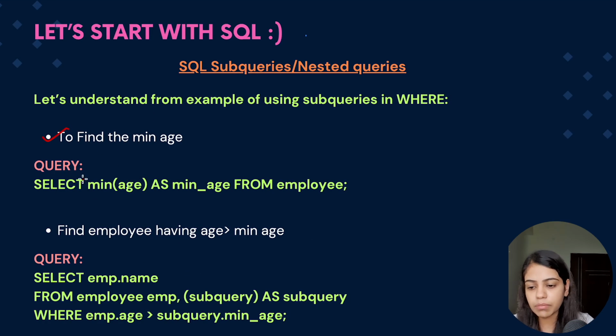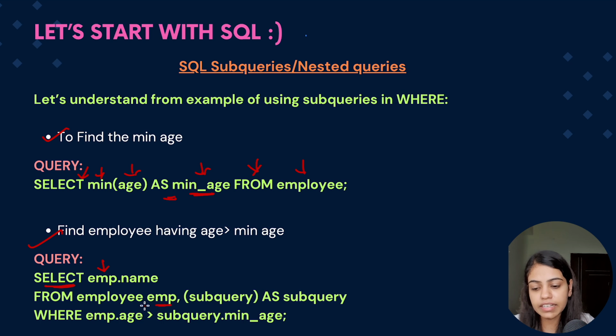So to find the minimum age, the query is select minimum age, and here we are providing an alias or an alternate name for the same, that is min age, and then we'll give from, and then we'll give the table name as employees. So in the second step, we have to find the employee which is having age greater than the minimum age. So we'll give select, and then here we have used emp.name.